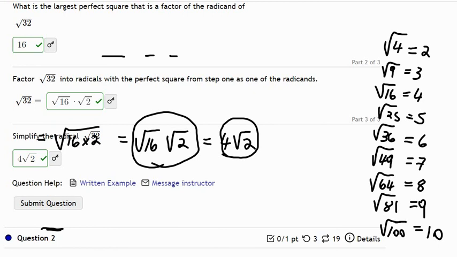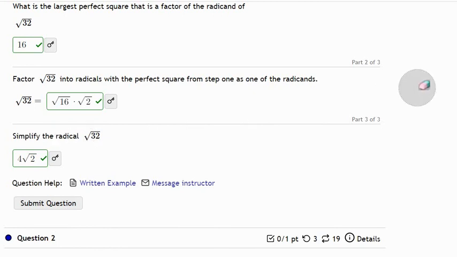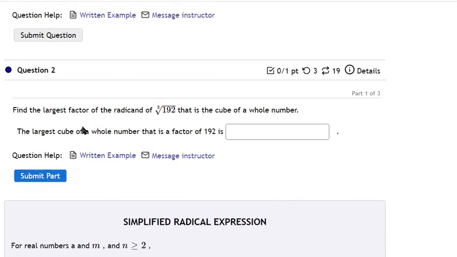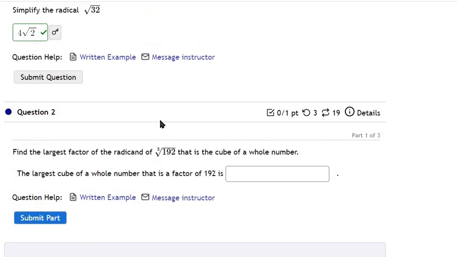For question 2, it turns out we're not looking for perfect squares, because we're not dealing with a square root. For question 2, we're dealing with a cube root. So it's the third root of 192. So the first thing we need to do is answer part 1 of this question, and find out what is the largest perfect cube in this case. Not a perfect square, but a perfect cube. So we want to know what these perfect cubes are.